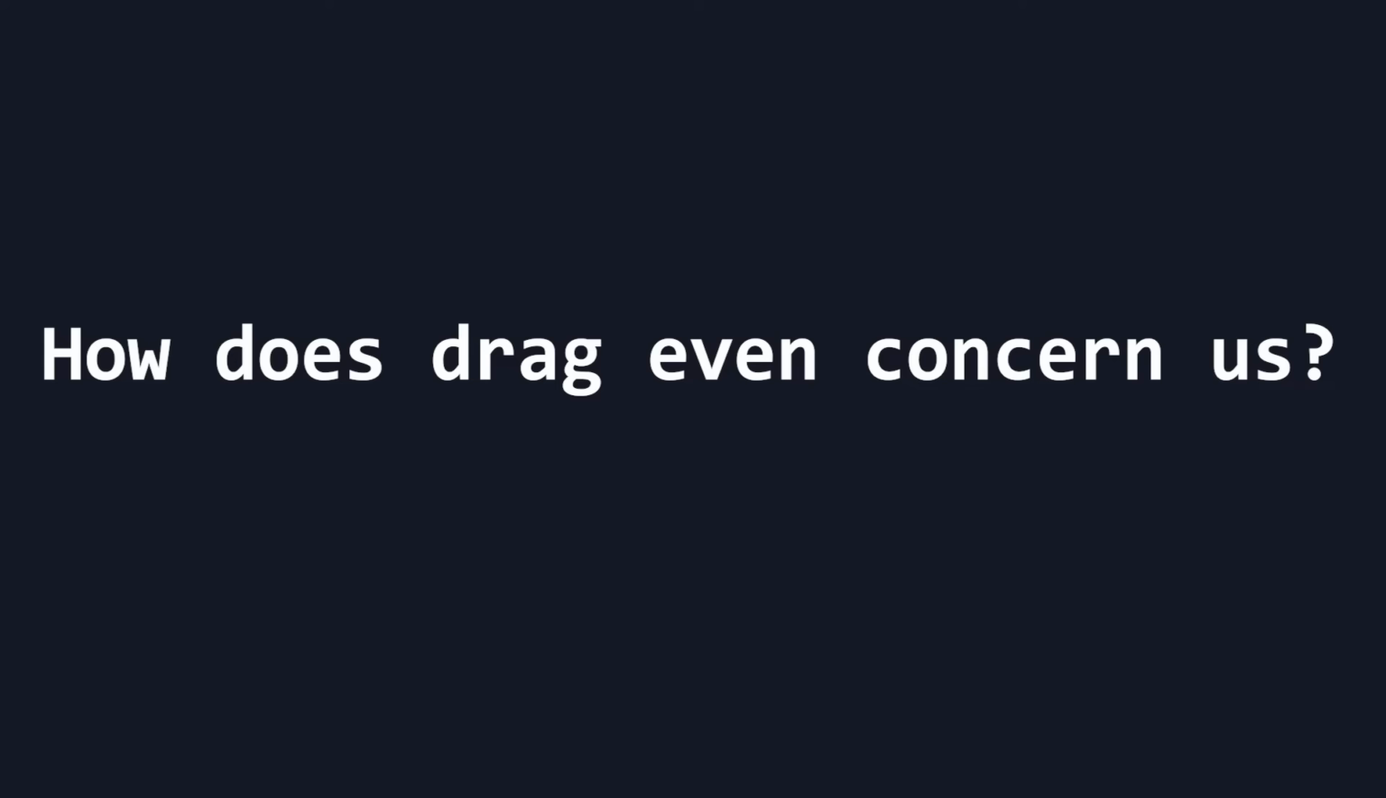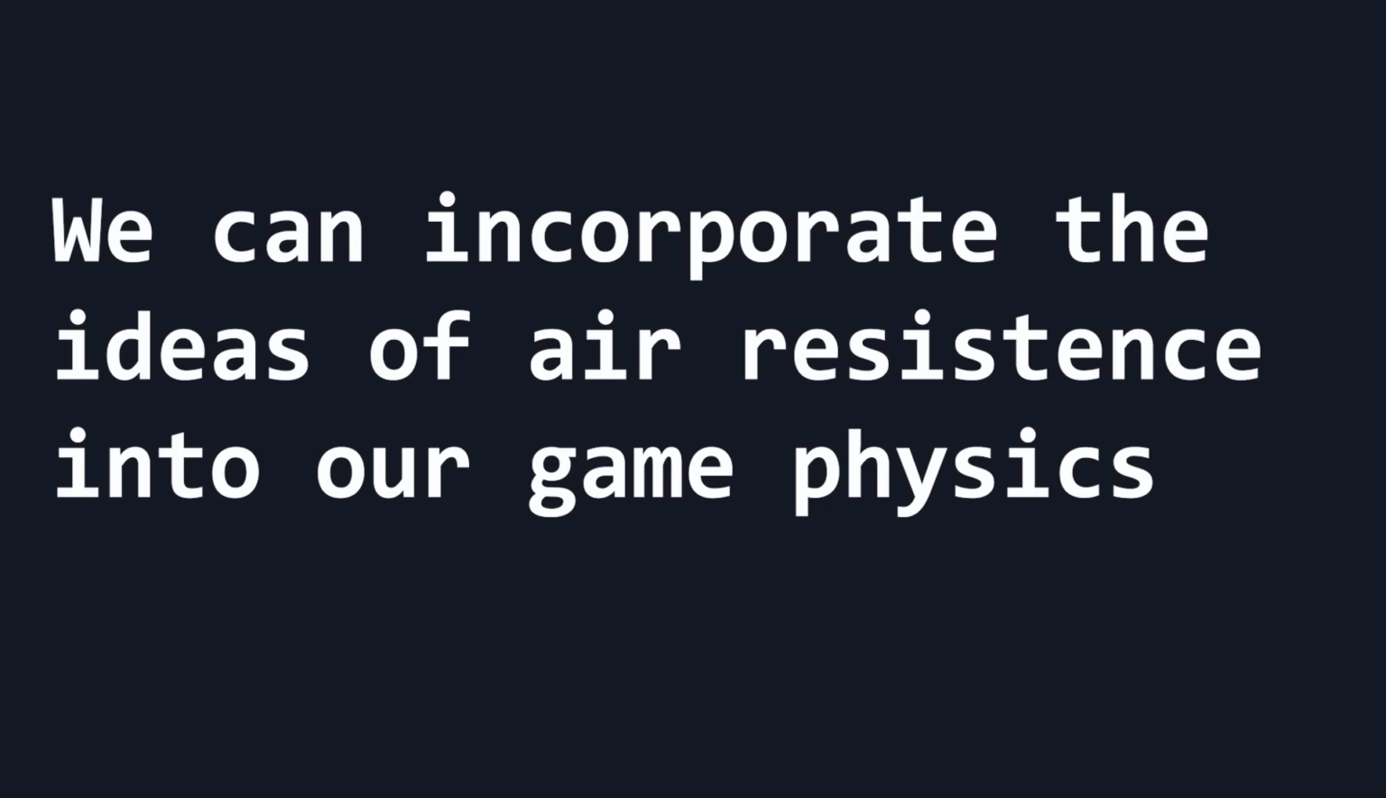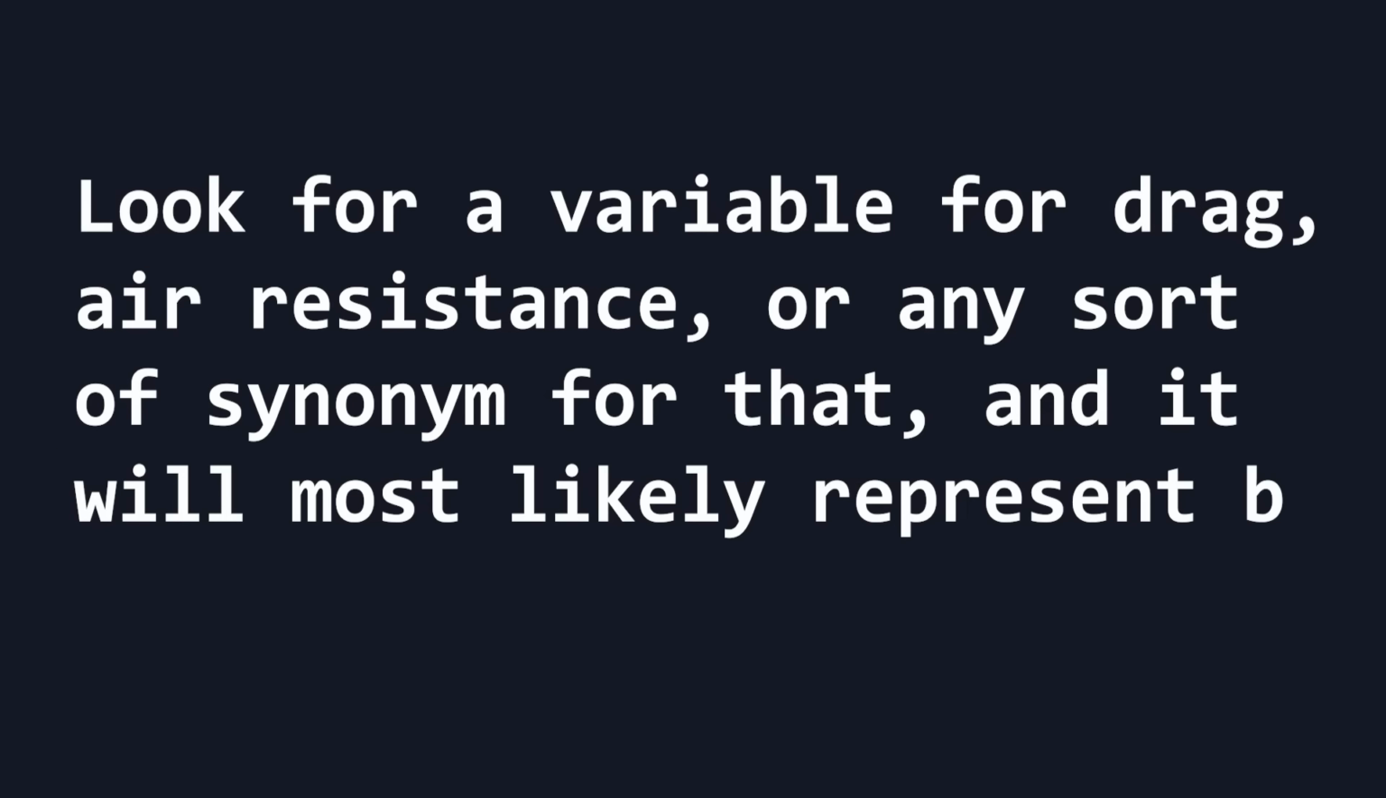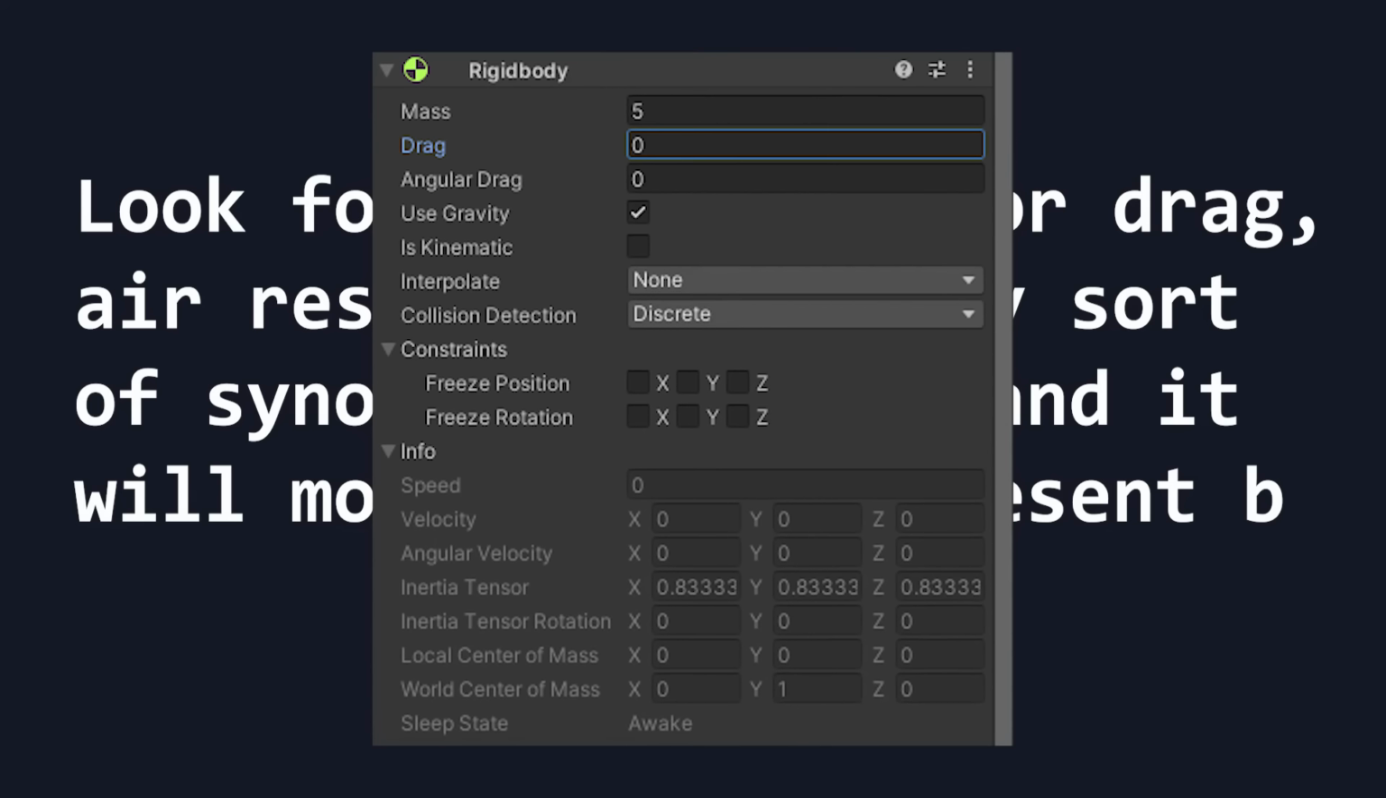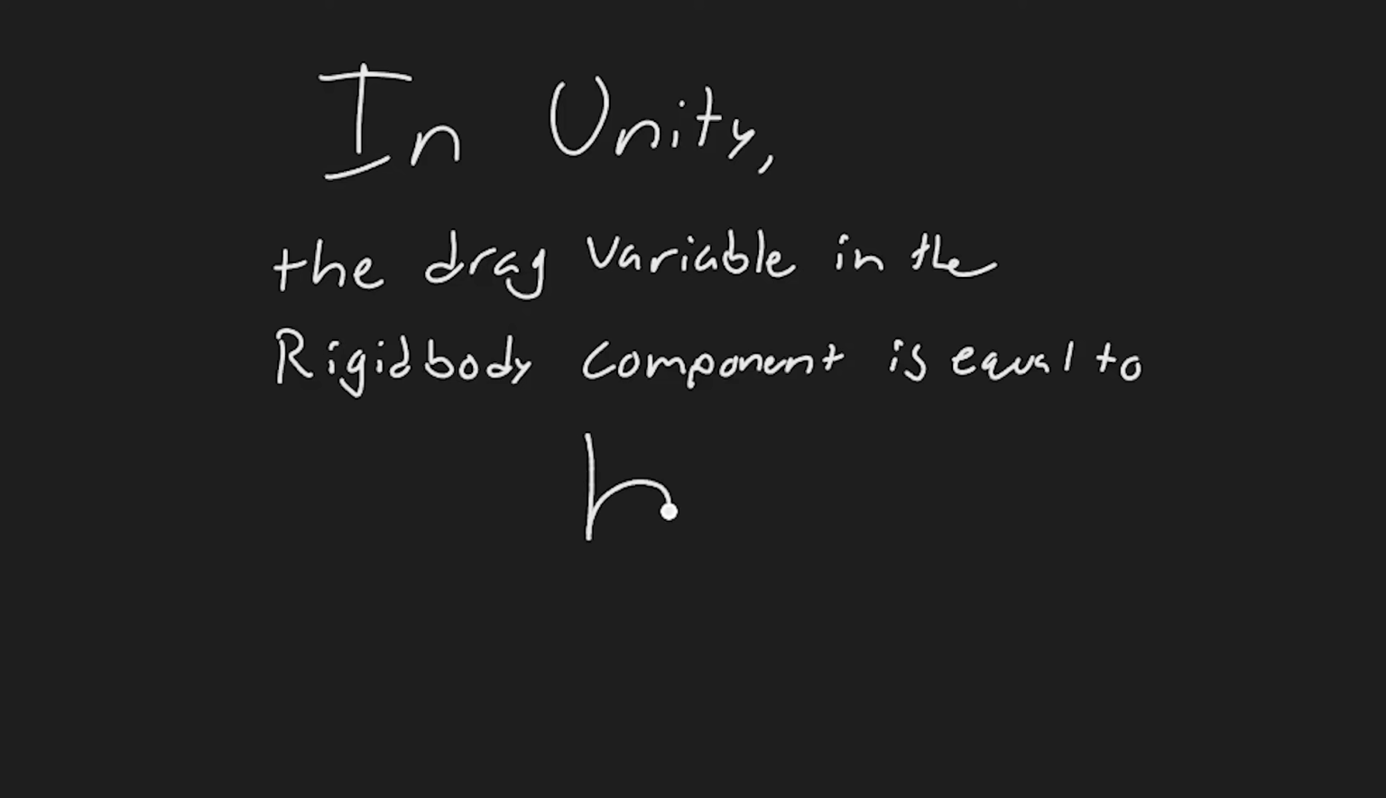So, all this drag stuff is great, but how does it affect us game developers? Well, it just so happens that we can incorporate the ideas of air resistance into our game physics. In your game engine, we can do this by changing the drag or air resistance, or any sort of synonym of that. In Unity, it's the drag section of the Rigidbody component. Now, a sane person would assume that the drag value would just be B, but unfortunately, it's not. In Unity, drag is B divided by the mass.